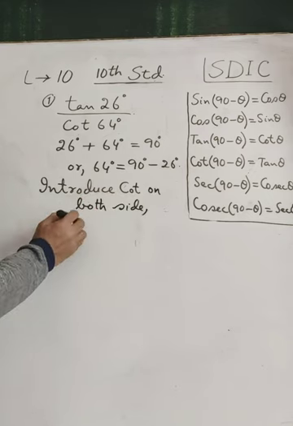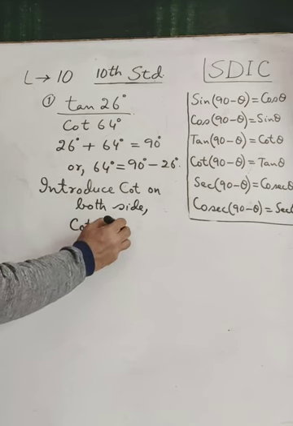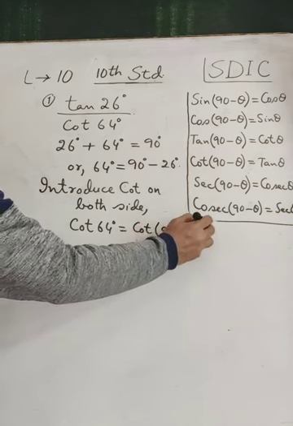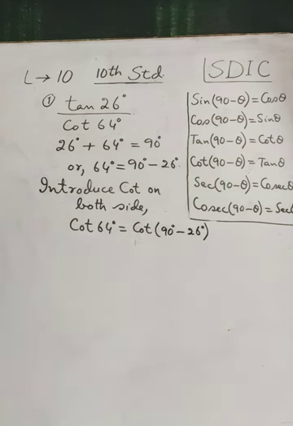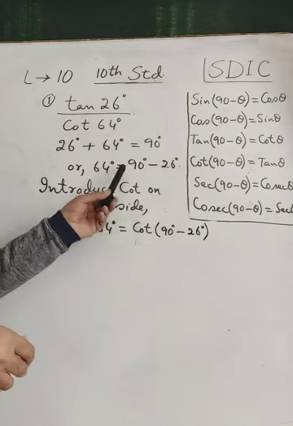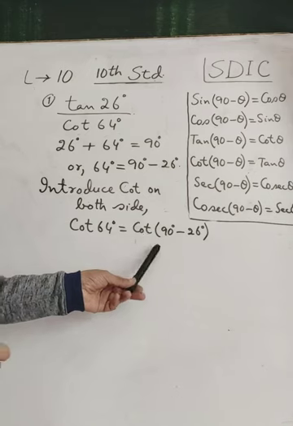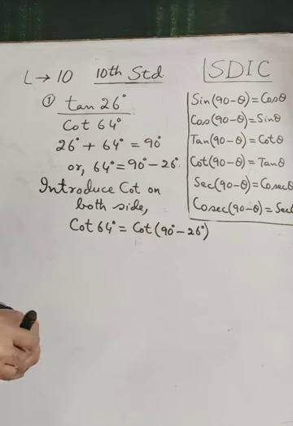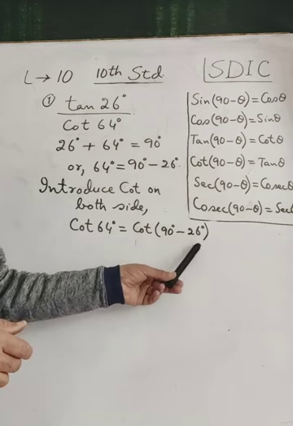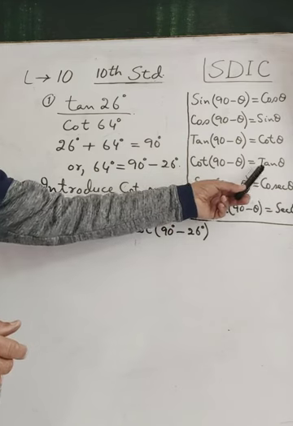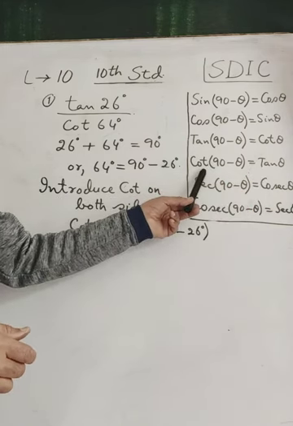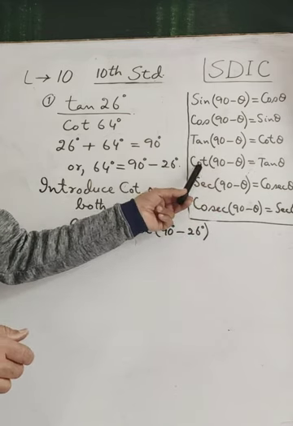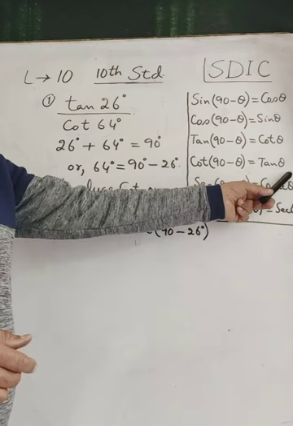We get cot 64 degrees is equal to cot 90 minus 26. Here again the right hand side takes the shape of these relations, and you can identify which relation out of those 6 will be used. It is cot 90 minus theta, which is equal to tan theta. So this relation you have to use, with 26 for theta. Cot 90 minus 26 is equal to tan 26.